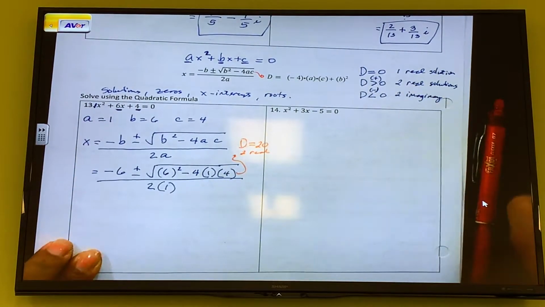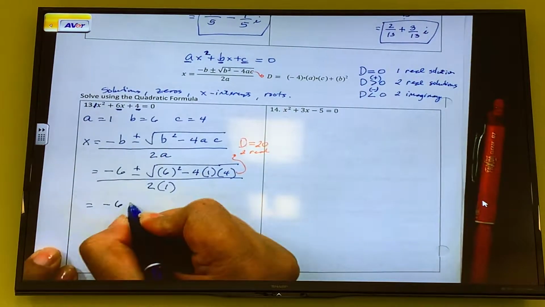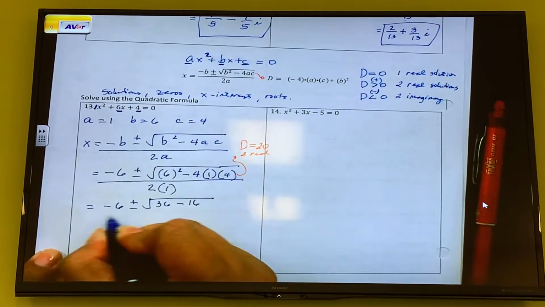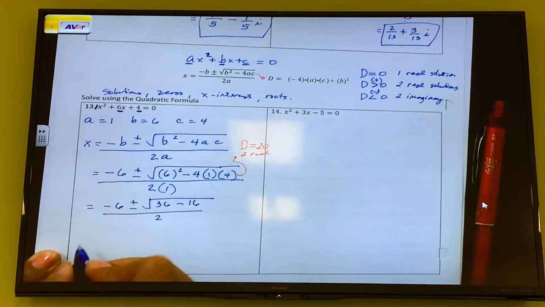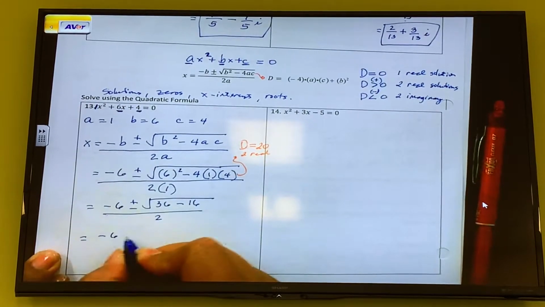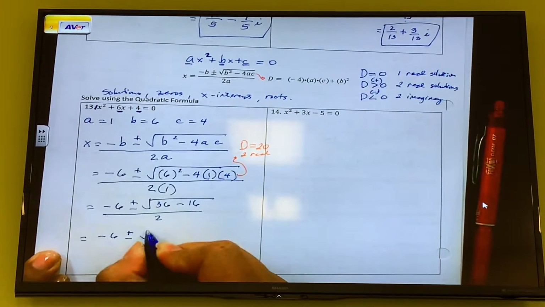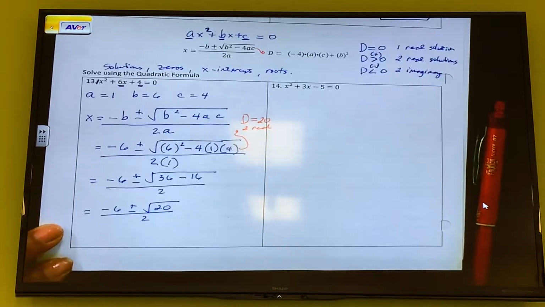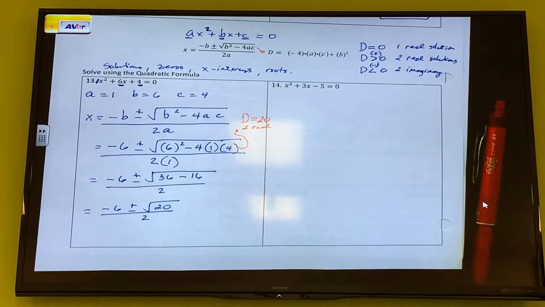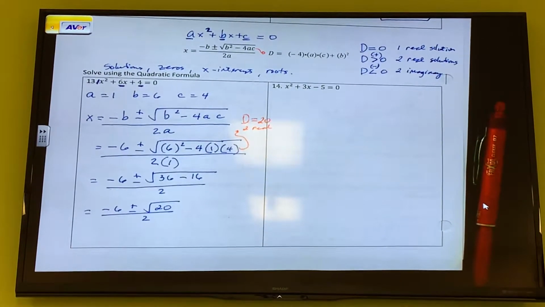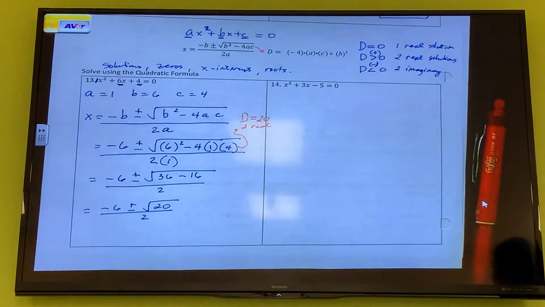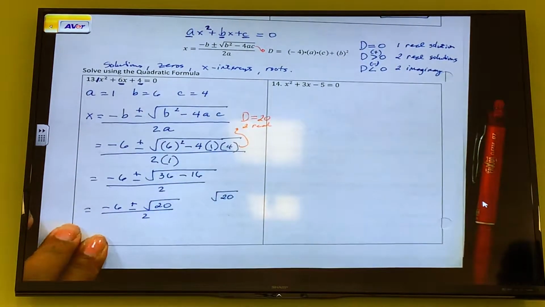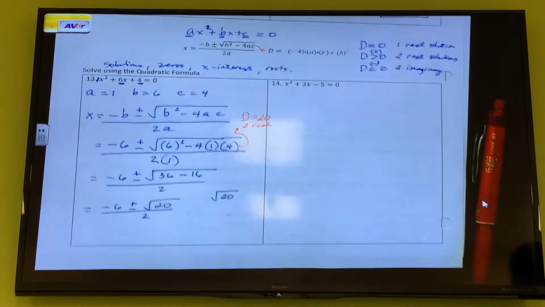So this will be negative 6 plus or minus, and I'm going to do the work, 36 minus 16, divided by 2. So this will be negative 6 plus or minus the square root of 20, then divided by 2. Now, is the square root of 20 an exact answer? No. So we can't simplify it by plugging it in the calculator. What we can do is simplify the radical itself.